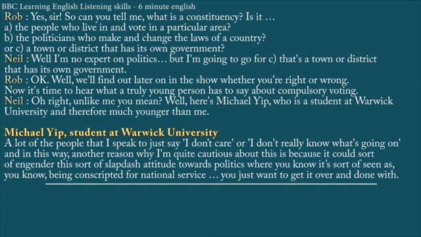A lot of the people that I speak to just say, I don't care, or I don't really know what's going on. And another reason why I'm quite cautious about this is because it could sort of engender this sort of slapdash attitude towards politics where it's sort of seen as being conscripted for national service in a way, you just want to get it over and done with.